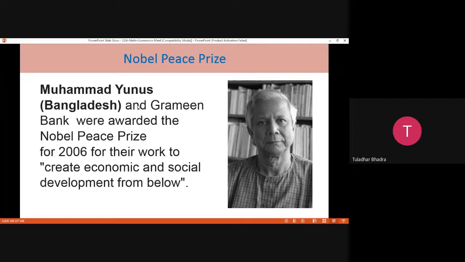And he and his bank together were given the Nobel Prize. The bank started by Muhammad Yunus, this Grameen Bank in Bangladesh, were awarded the Nobel Peace Prize for 2006 for their work to create economic and social development from below. Though he got the Nobel Peace Prize, not the Nobel Prize in Economic Sciences, his work is related to economics, and he creates economic and social development from below.